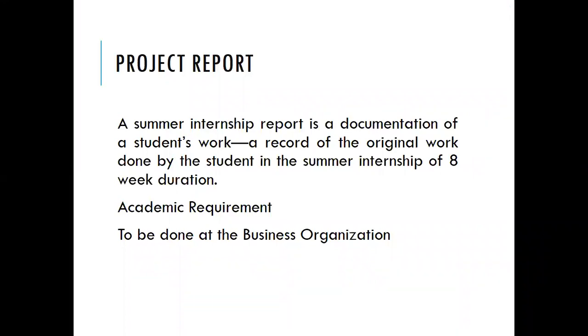Now, there are reports which can be done without the help of the organization, like your academic reports, which you tend to do in your classroom, where you do not get affiliated to your organizations at all, but you are working on a particular concept. But here what happens is you work on a concept, but simultaneously you have to be associated with one of the business organizations. Now, the way you choose the organization is based on your specialization.